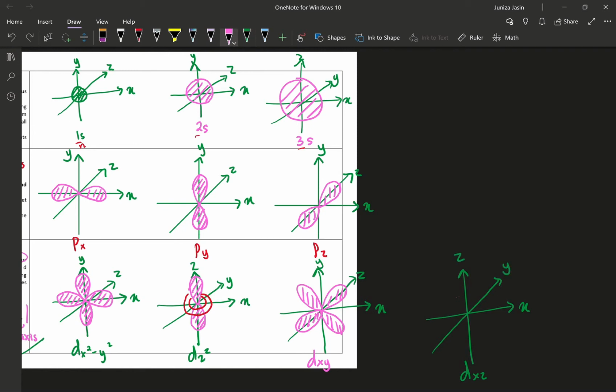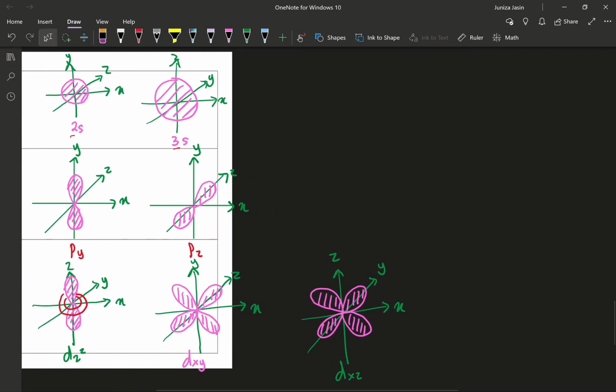So in between paksi x and z, position dia lebih kurang macam tadi lah. Okay, so ini antara paksi x and z, and this one di between paksi x and z juga. Okay, and the last one adalah dyz. That means between paksi y and paksi z. Okay, so for this purpose pun sama.